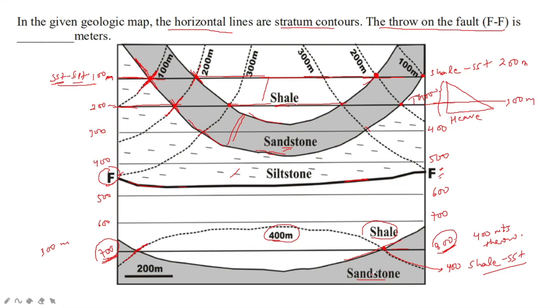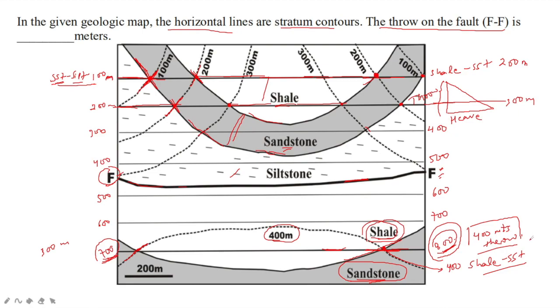If you think it has come down from 700 meters, you are wrong, because the stratum contour we have drawn here is for the shale and sandstone bedding plane. And if you see, this stratum contour for the shale and sandstone layer is 800 meters. So the throw should be 400 meters.